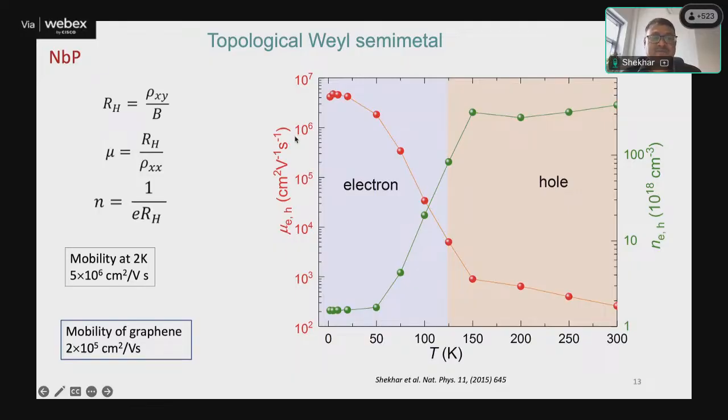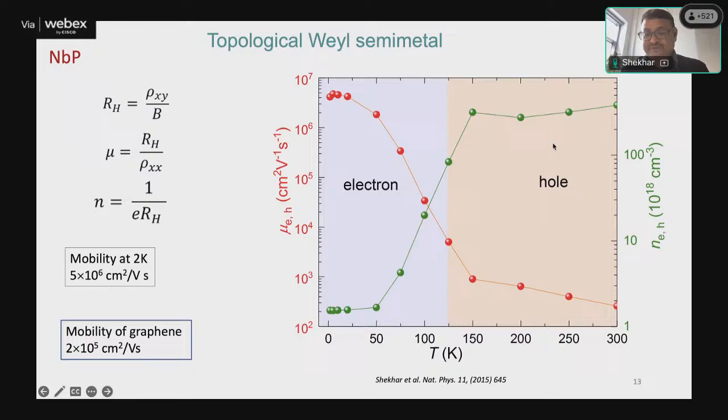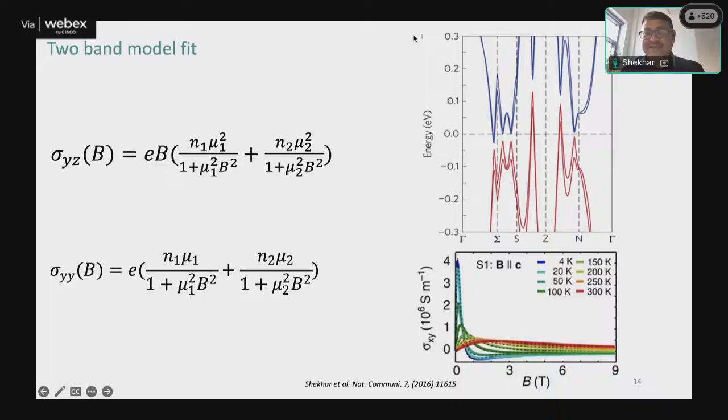We can calculate this mobility. We can see here this red one, and we can also calculate the carrier density. So we can see here around 100, 120 K is where the type of charge carrier changes, which is visible here also. So that we can measure, but this value looks overestimated, because in the real material it is not only a single charge carrier. We have both charge carriers.